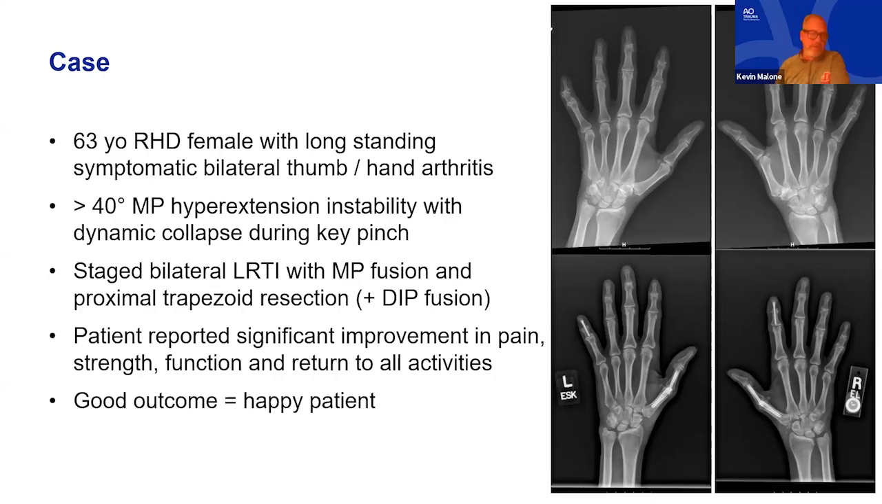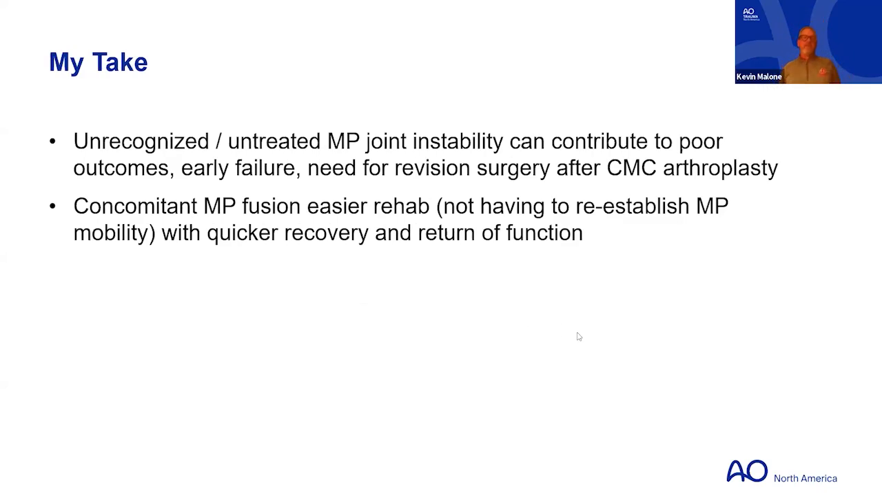So she was very happy, and that's, I guess, the best measure of a good outcome. So unrecognized and untreated MP joint instability can contribute to poor outcomes, early failure, and need for revision surgery after CMC arthroplasty. And in fact, a high percentage of revision arthroplasty procedures in the published literature do end up being combined with an MP joint fusion.